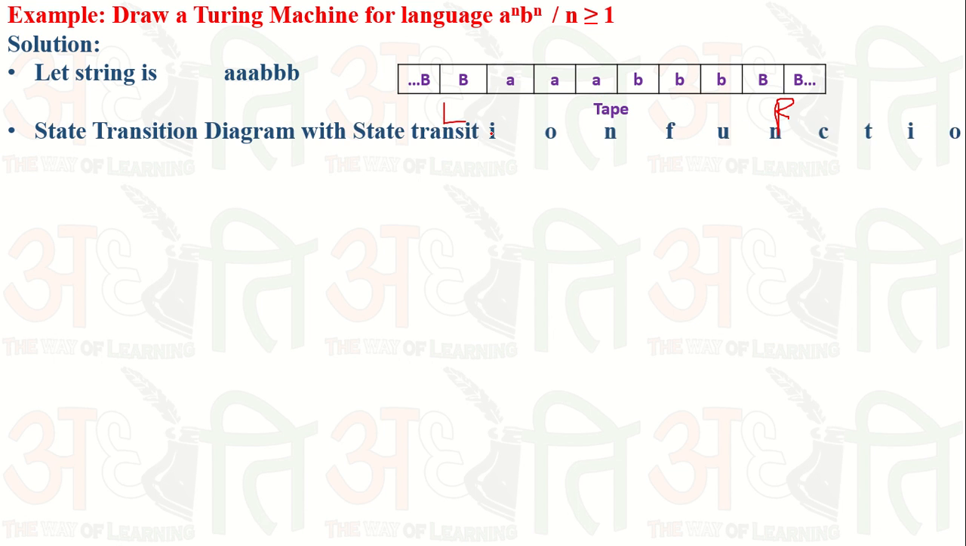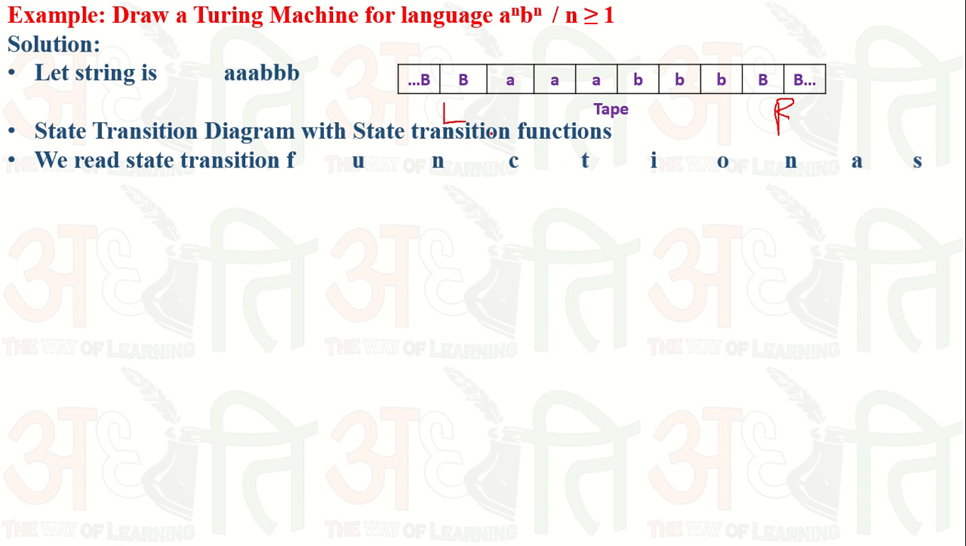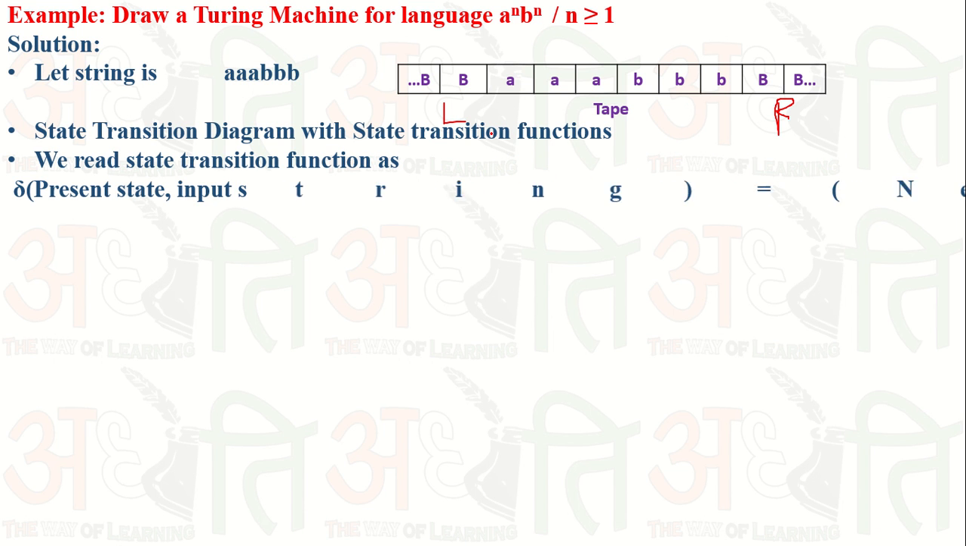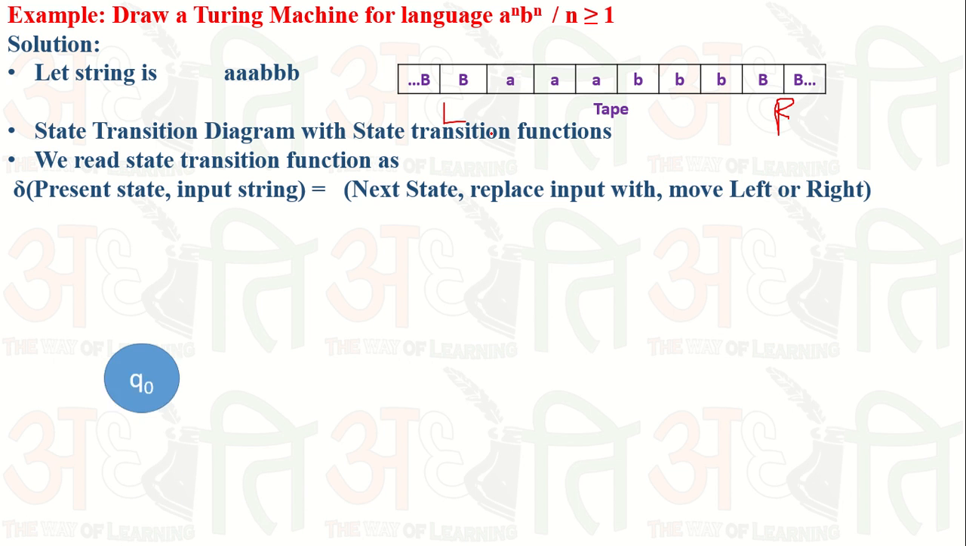Now we are going to draw simultaneously the transition functions, or we can say state transition functions, and a state transition diagram for understanding. I just write it in a simple English way, how we can read it. It is a transition function, Q naught. Suppose we are at the state Q naught and first A will come, then we remain at Q naught, and replace it with X and move right.